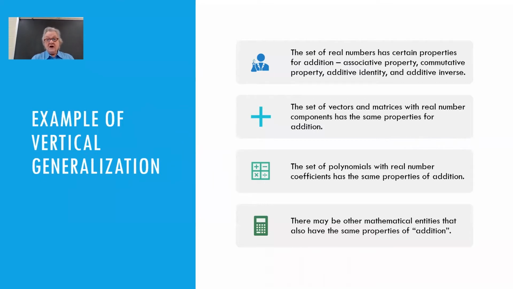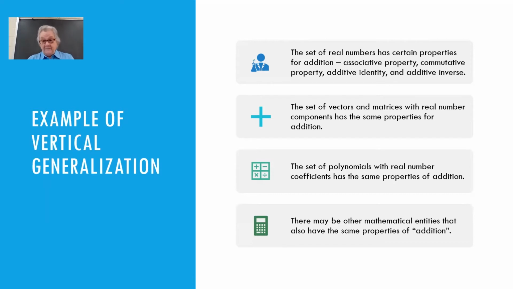Okay, here are three sets of very different looking mathematical objects that have some common properties. The set of real numbers has certain properties for addition: the associative property, the commutative property, the additive identity, and an additive inverse. But the set of vectors and matrices with real number entries has exactly the same properties for addition. And the set of polynomials with real number coefficients also has the same properties for addition. So three different mathematical objects that have the same properties.